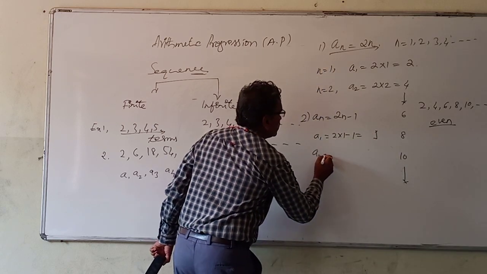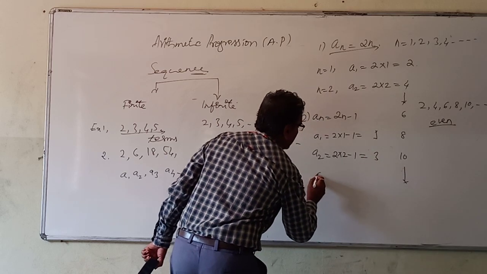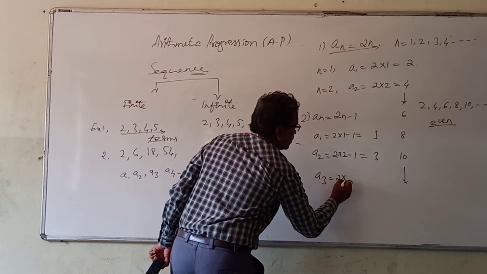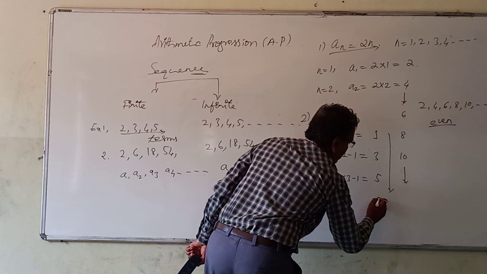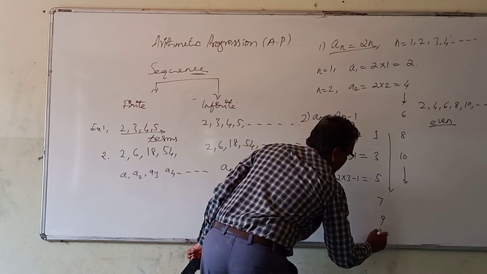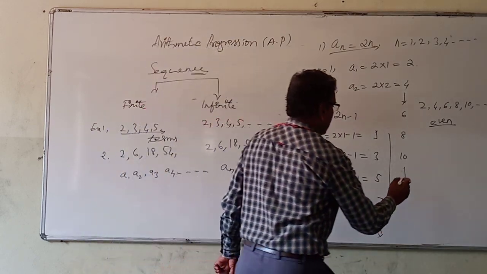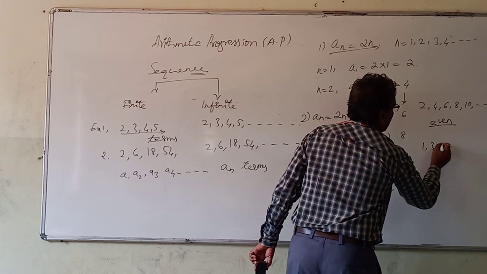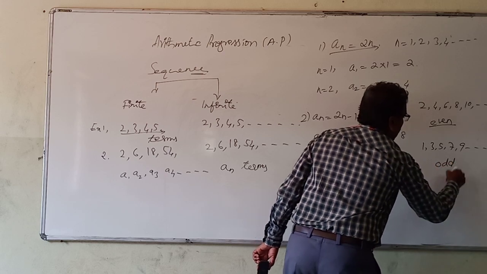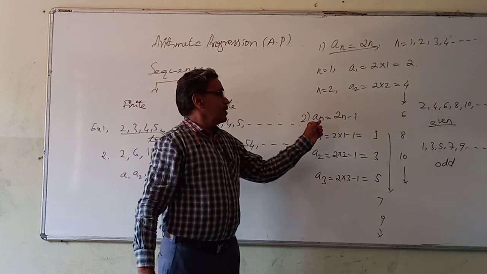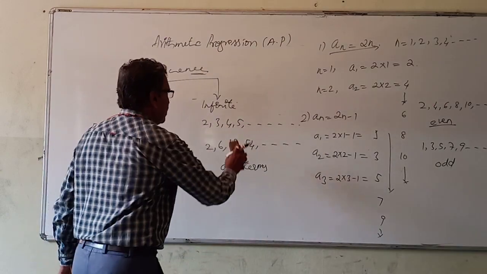And a2 is equal to 2 into 2 minus 1, which is equal to 3. a3 is equal to 2 into 3 minus 1, which is equal to 5. So this also gives 1, 3, 5, 7, 9. These are also terms of the given sequence. So 1, 3, 5, 7, 9 and so on is a sequence of odd numbers. It means an is equal to 2n minus 1 is a sequence of odd numbers.